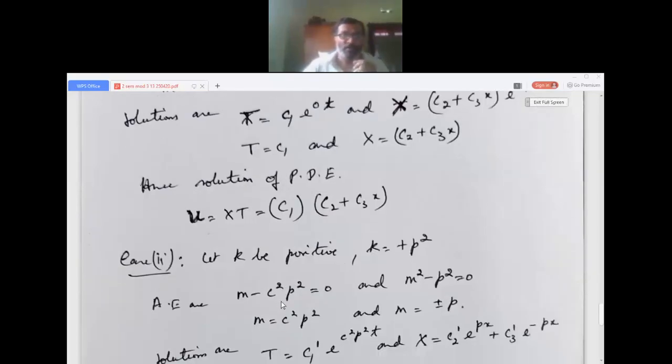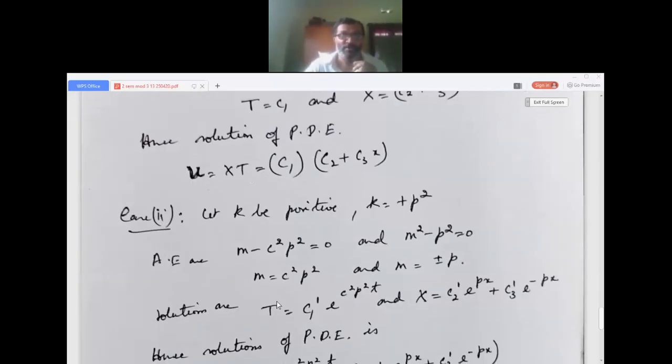So case 1, k is 0, already we solved. Now case 2, k is positive. So k positive means I take k equals p², where p might be positive or negative.